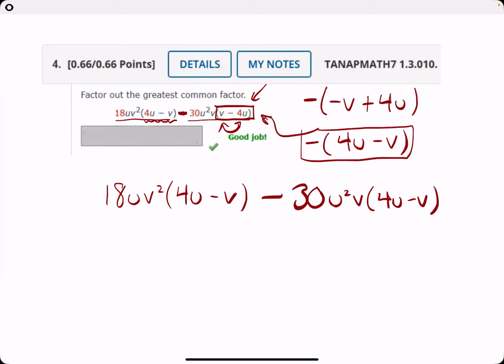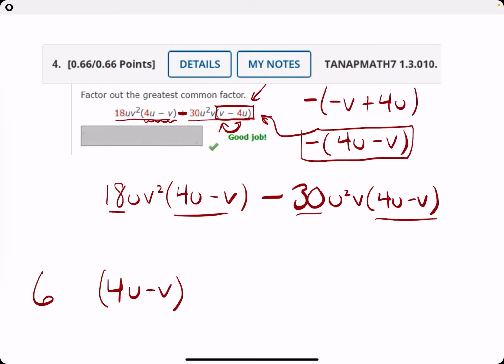Now, let's find the GCF. What do these have in common? Well, they definitely have the 4u minus v in common by construction. We did that intentionally. But what else do they have in common? What can we also factor out? Well, between 18 and 30, maybe just a 2, 3 maybe. So 3, 6, maybe 6. Oh, yeah, 6. Let's pull out a 6.